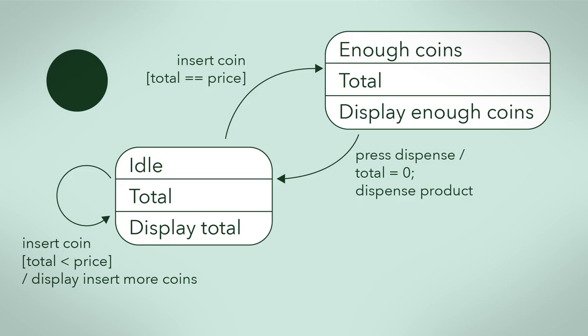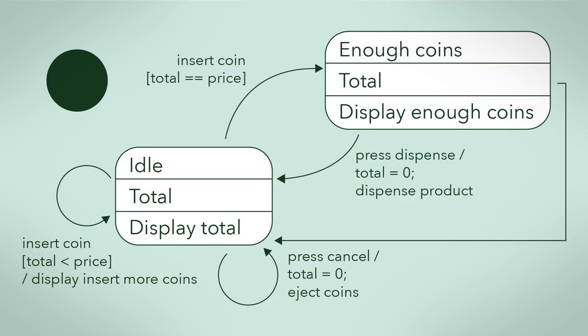In either state, if someone presses the cancel button, the vending machine should return all the coins inserted. So we'll express this with two transitions from the two states, both back to the idle state, and label both transitions with an event press cancel and action total equals 0, eject coins. Here is the resulting state diagram.